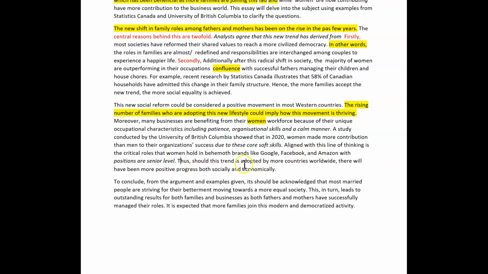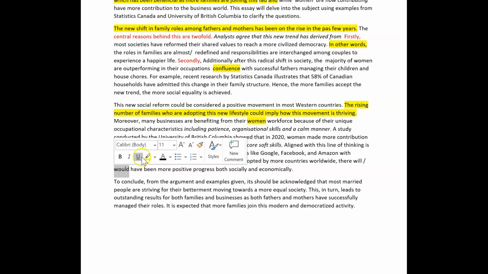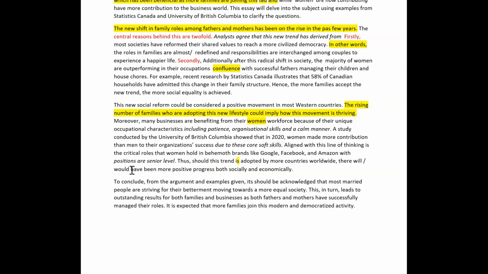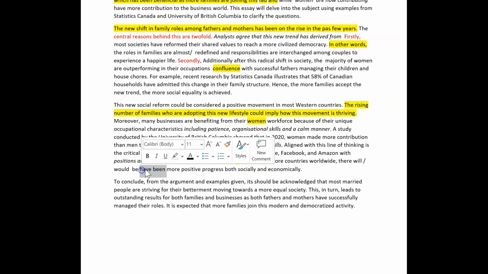Thus, should this trend be adopted, so if you're going should, you have to have an infinitive, be adopted by more countries, there would be, watch out on that conditional. Great to use it, but make sure you're right. There would be, now it's not, careful, you're mixing up the conditional. There would be more positive progress. There would be. So you're making a kind of recommendation. There would be more positive progress. Now, what you've mixed up is like a second and a third conditional almost.